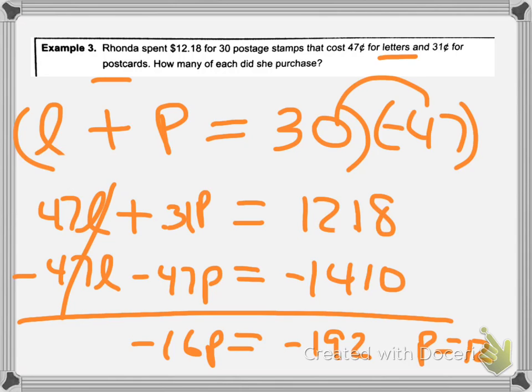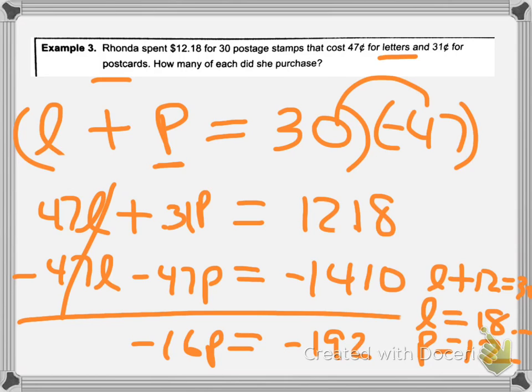So they did 12 postcards. How do we figure out how many letters? Oh yeah, we're going to plug the P in. Yes, I would do it up here. We know there's a total of 30. So we're going to plug it in right there. So we'd have L plus 12 equals 30, right? And then 30 minus 12, which would be 18. So L is going to equal 18. And you'll want to put the units out there after you're done.